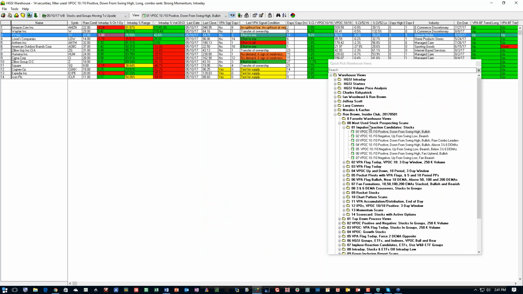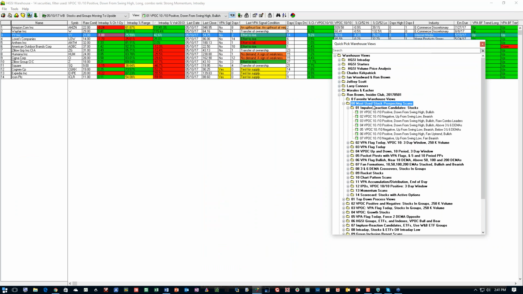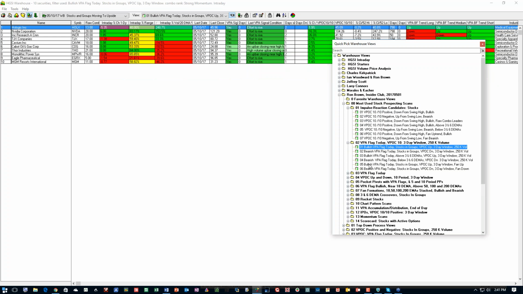Okay, so this is down from the swing high. This is the setup view. These are setups. Now this is bullish VPA flag today stocks and groups with a 3-day window on the volume point of control, or the VPOC.